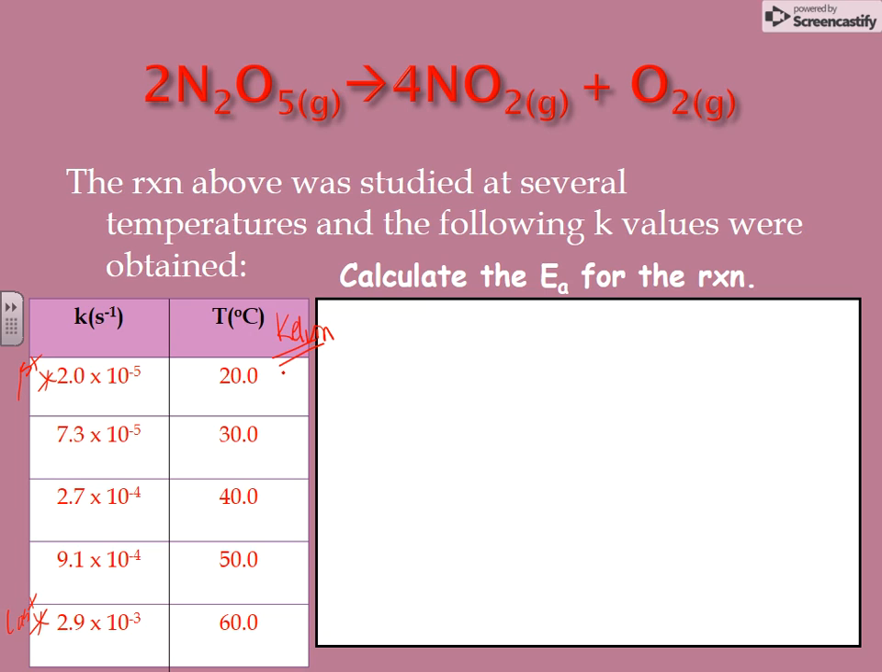So the most common mistake is forgetting to convert your temperature to Kelvin, so don't forget to do that. Use first and last for your K's. So this would be like your K1. This will be what we use for K2. We'll use this Kelvin temperature for T1 and this Kelvin temperature for T2. You're going to plug in and solve for the activation energy.